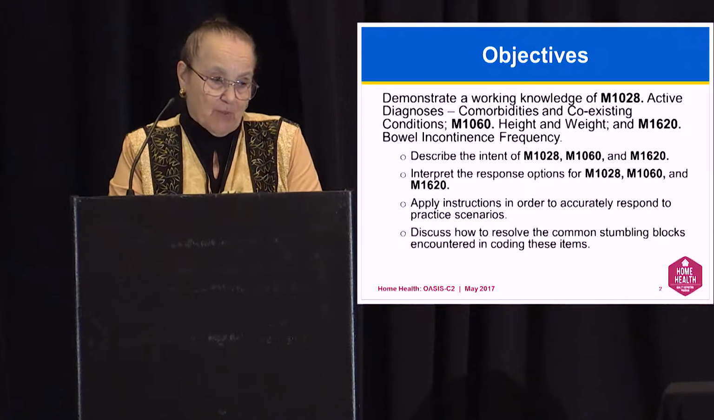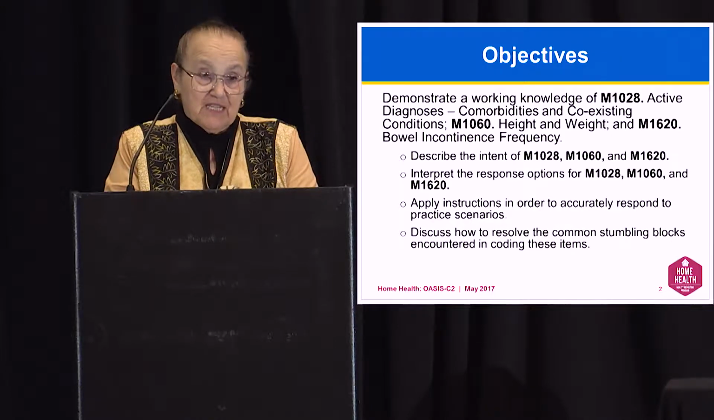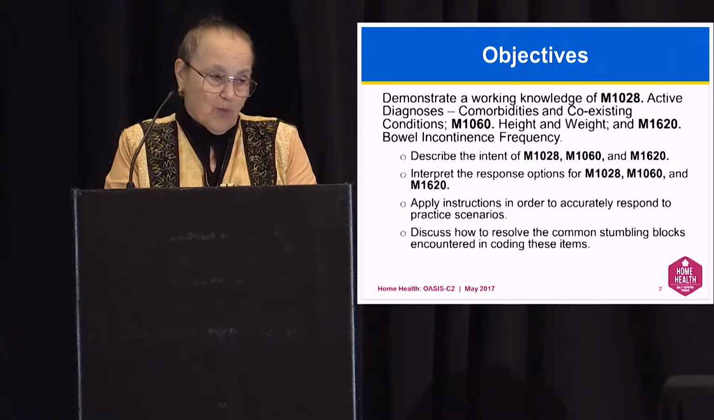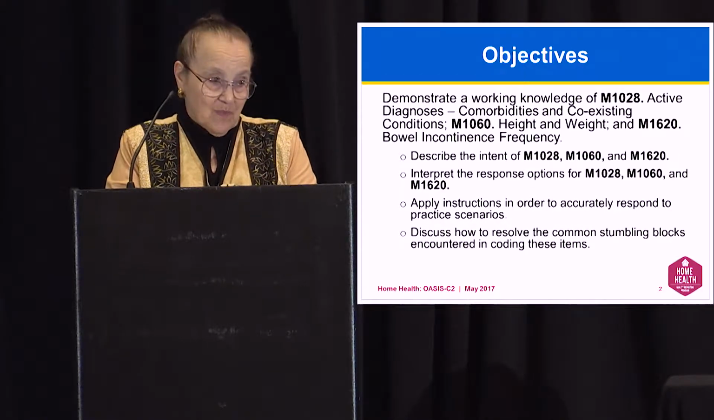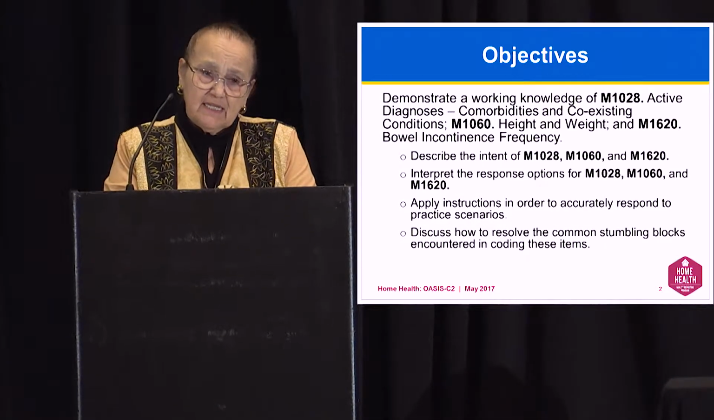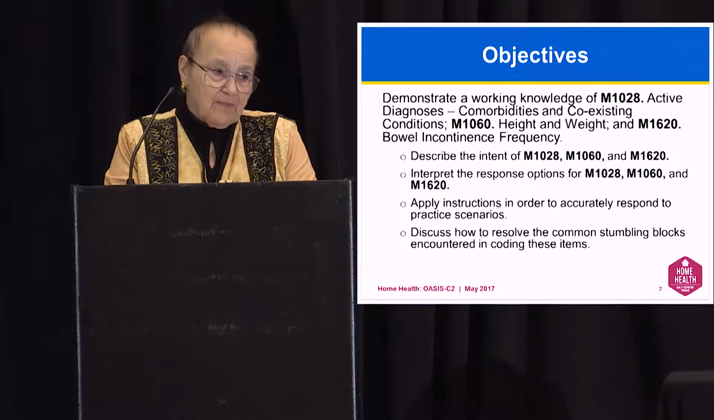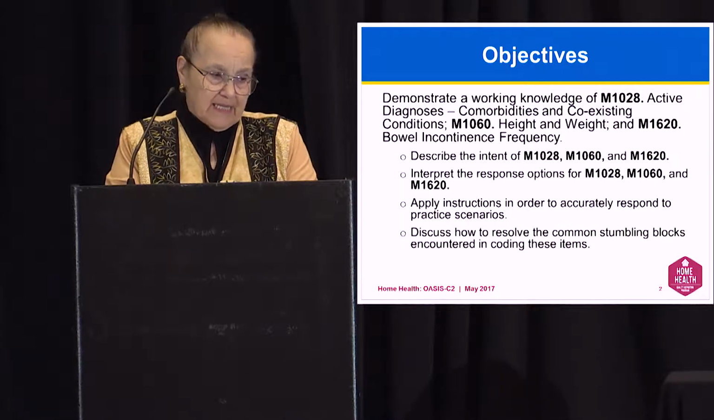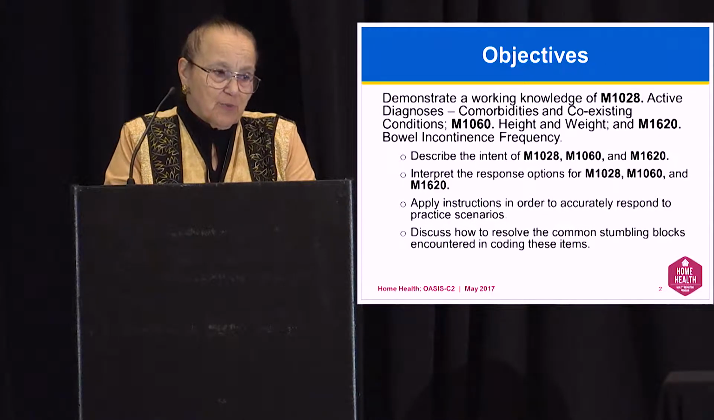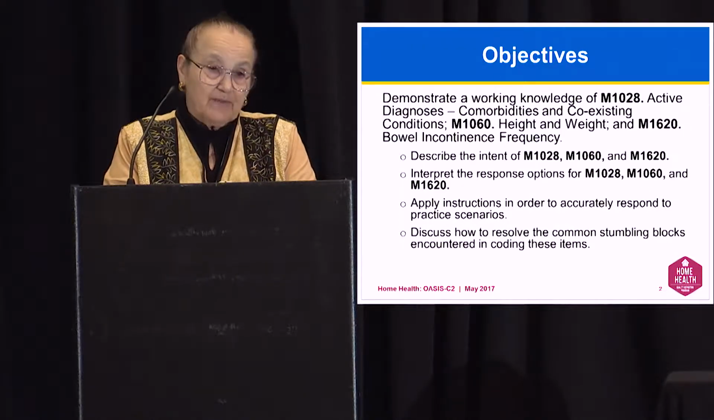Our objectives for this morning are to demonstrate a working knowledge of three specific M questions: M1028, the active diagnoses, comorbidities, and co-existing conditions; M1060, height and weight; and M1620, bowel incontinence frequency. We're going to be able to describe the intent. What is the reason behind M1028, M1060, and M1620? We will be comfortable interpreting the response options for M1028, M1060, and M1620.